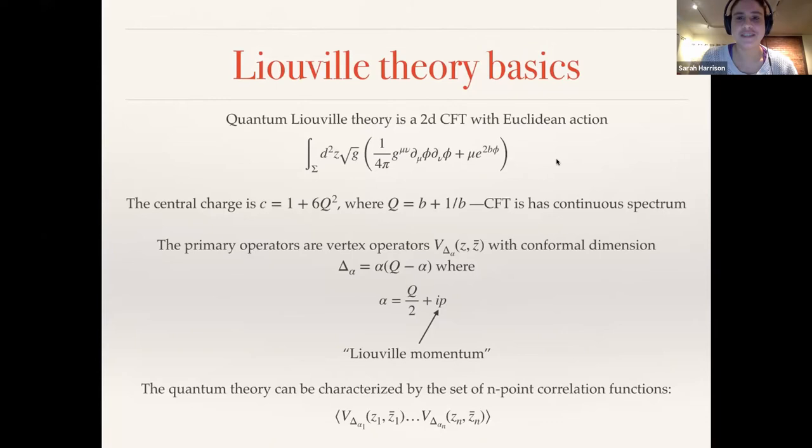The primary operators in the theory are vertex operators, which have a conformal dimension related to this charge Q in the following way. If you write the dimension delta as alpha times (Q minus alpha), and let alpha be Q over 2 plus iP, that tells you the dimension of the primary operator. And P is a variable that's commonly referred to as the Liouville momentum. The full quantum theory can be characterized by the set of n-point correlation functions of these primary operators. And we know a lot about how to compute these correlation functions and their symmetries in the theory.